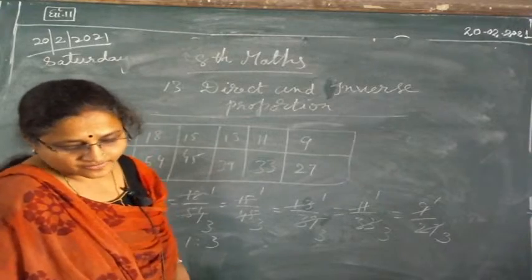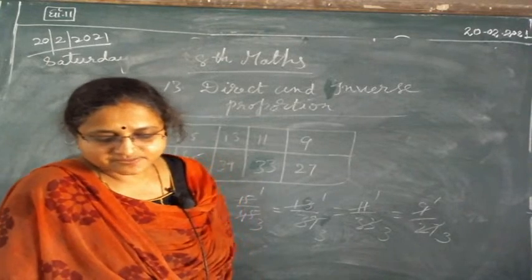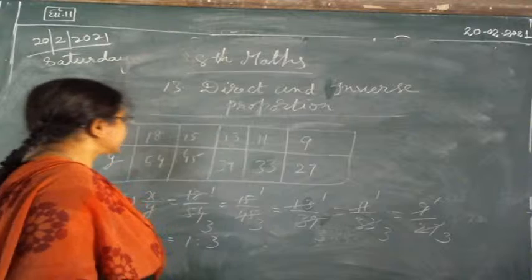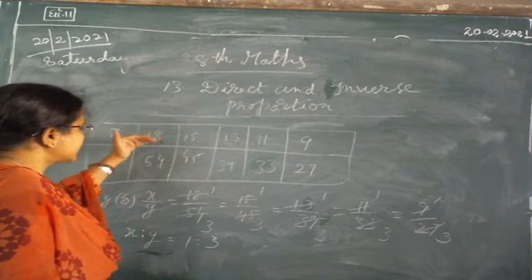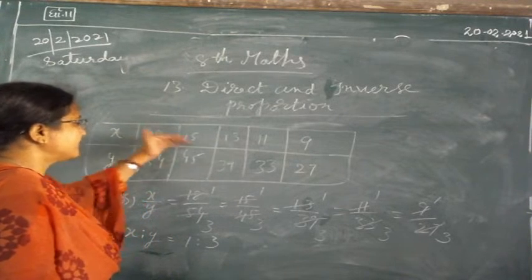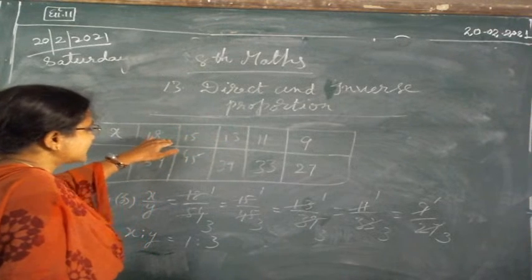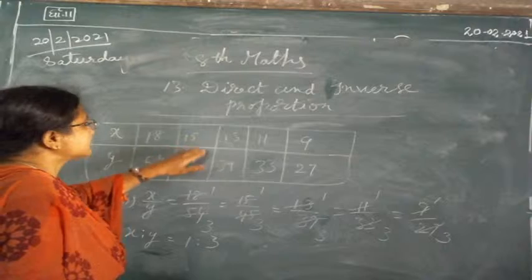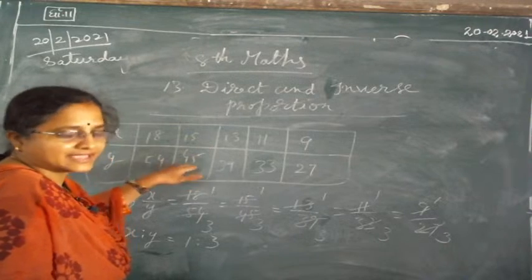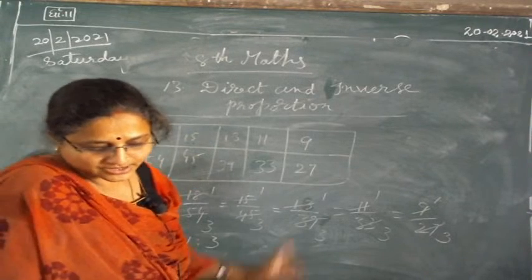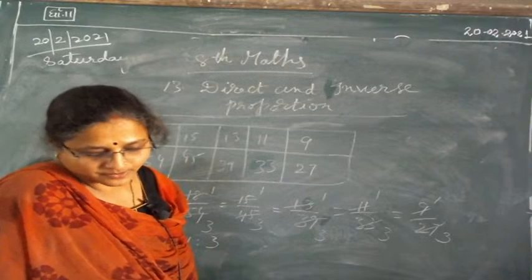Understand or not? So it results in a corresponding increase, and vice versa. It means if the x value is increasing, automatically the y, in every case, the value of y is actually 3 times the value of x. Understand or not? So it is known as direct proportion.